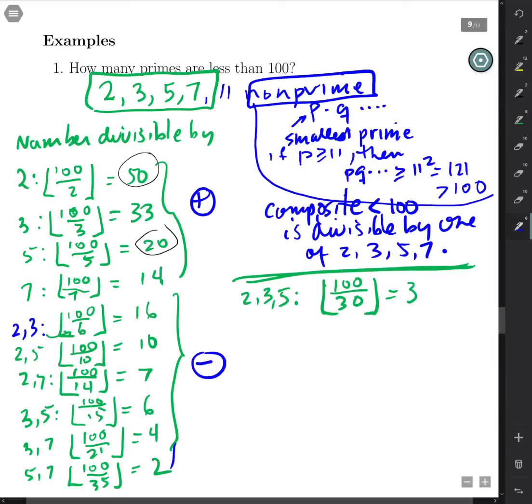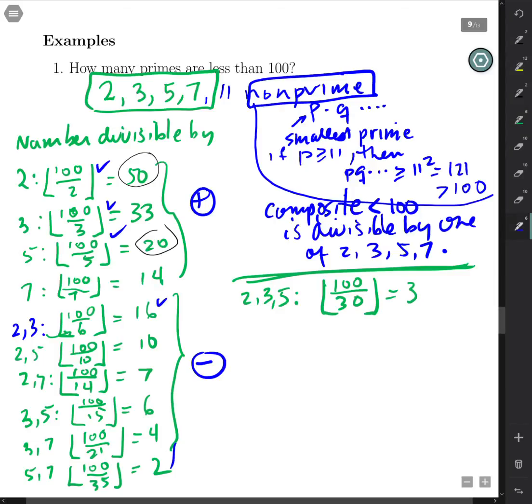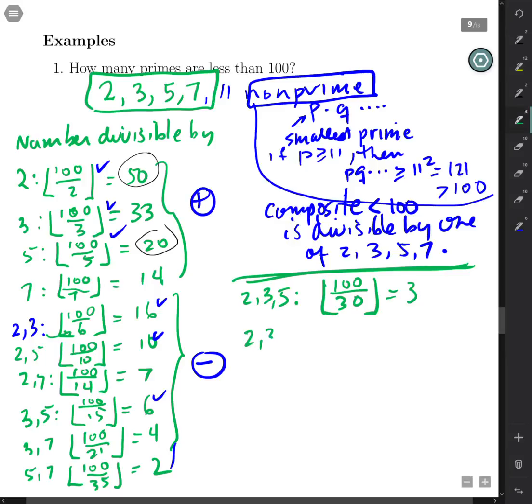Let me get a blue here. They were added in here, like so, 2, 3, and 5. But they were subtracted out here, 2, 3, 2, 5, and 3, 5. Added 3 times, subtracted 3 times. So we're going to have to add them back in once, right? That's inclusion-exclusion. 2, 3, 7 gives us 42 down there. It's too much there. 100 divided by 42. Take the floor function, we'll just get 2.